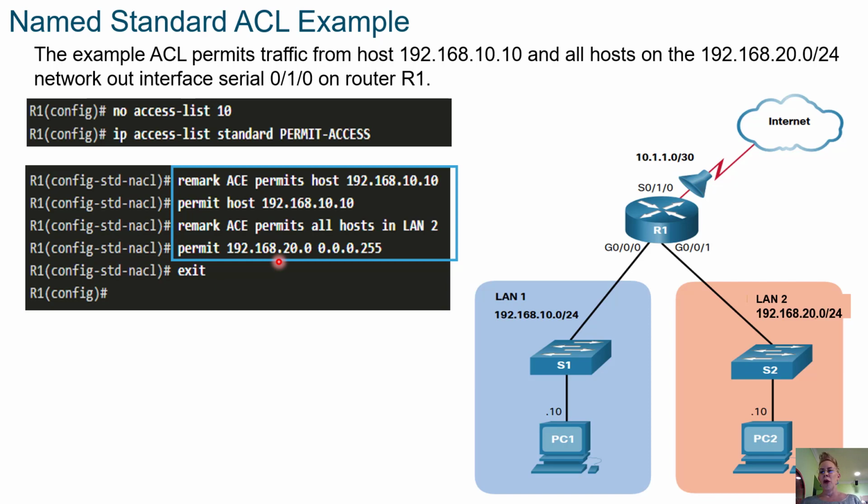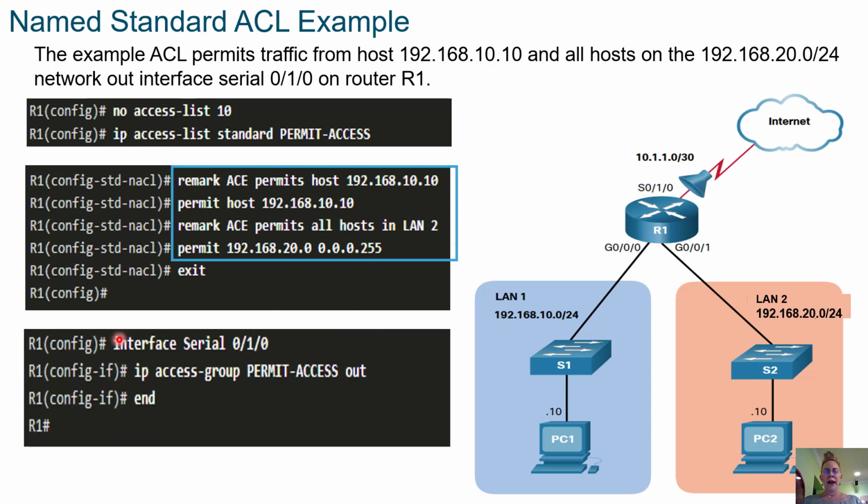So where do I want to apply it? Again, we're going to apply it on S0/1/0. So I enter interface mode, ip access-group. I include whatever the name of my access group is. When do I want to look at the packets? Well, I want to look at the packets on the way out. There we have it.